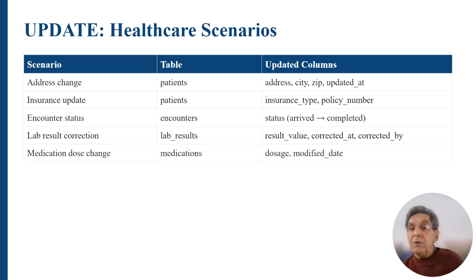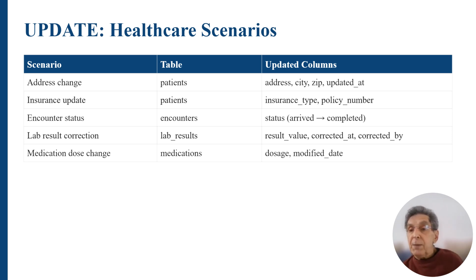Here's a reference table of common update scenarios that you will encounter. Address changes. Update the patient's table with new location information plus the timestamp. Insurance updates modify policy information when a patient coverage might change. Encounter status updates are extremely common, tracking a visit from scheduled to when the patient arrives, to in progress, to completed. So there are multiple changes occurring even in the same day for the same row.